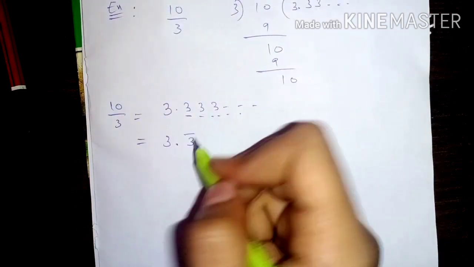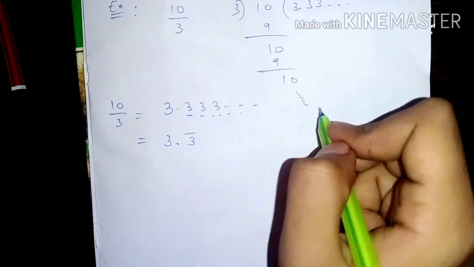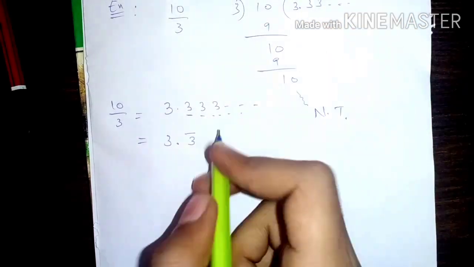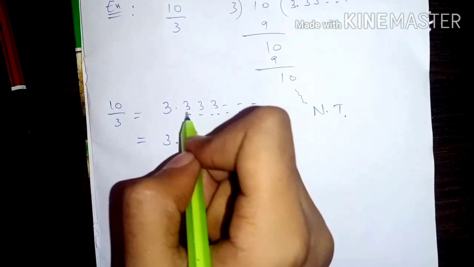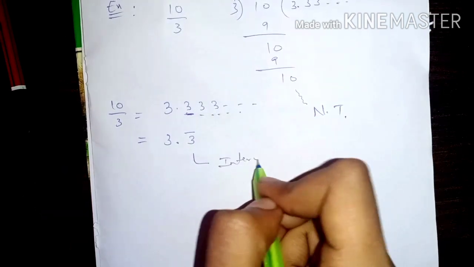Hence this is called non-terminating. This value is not terminating at a particular point. So it is called non-terminating. And recurring means a particular value is repeating after a particular interval.